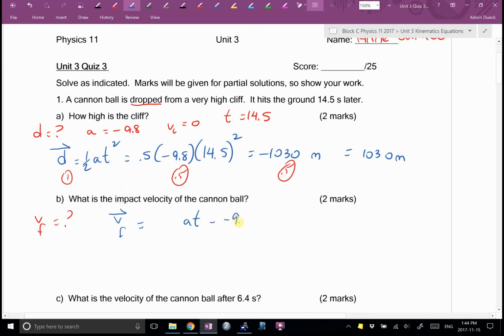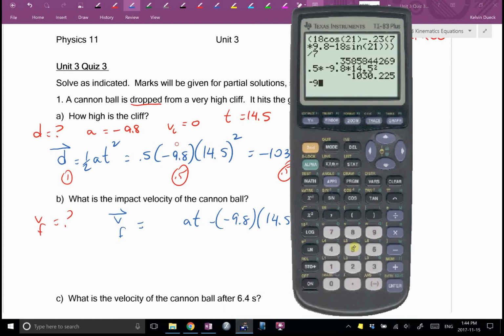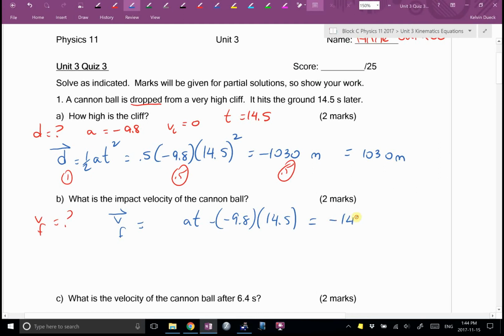It's going to be negative 9.8 times 14.5. Also, it's using numbers that they gave me, so I know that if I got A wrong, I can still get B right. It's like good test writing. Can I do this in my head? The last block of the day. Get negative 142.1. All right, negative 142 units meters per second.